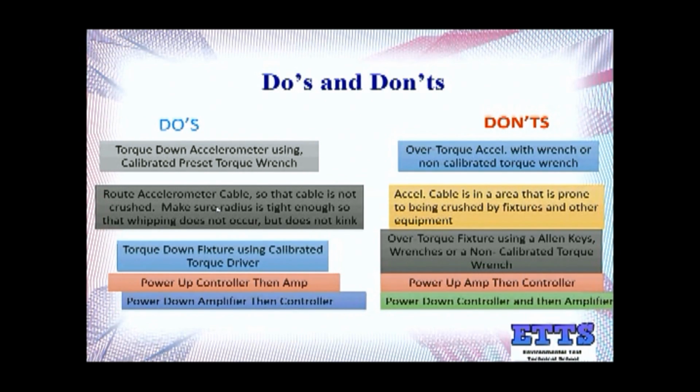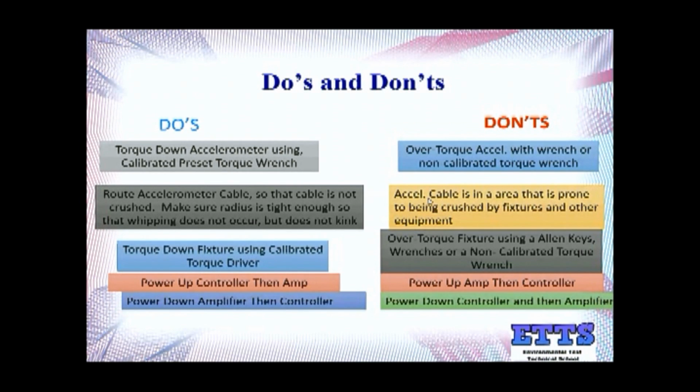Do route the accelerometer cable so that the cable is not crushed. Make sure the radius is tight enough so that whipping does not occur, but also make sure that the radius is large enough so that it does not kink, which could potentially destroy your accelerometer cable. Now, what is meant by whipping is, if you have too much slack on your cable, it could whip and create the triboelectric effect, which is the generation of static electricity or static electric noise into your conductor wire, which will give you a bad signal.